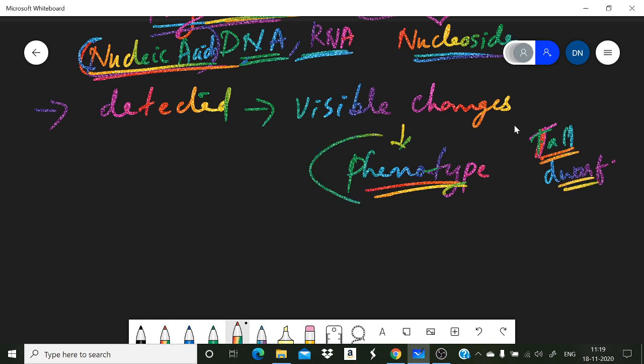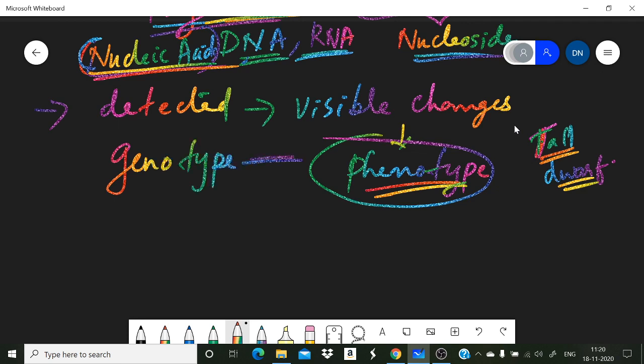And the phenotype of an organism changes because if any change occurs in the genotype of the organism, it will definitely lead to a change in the phenotype. So if any change happens in the phenotype of the organism, that change may be visible. So mutations can be detected by visible changes that occur in the phenotype of an organism.